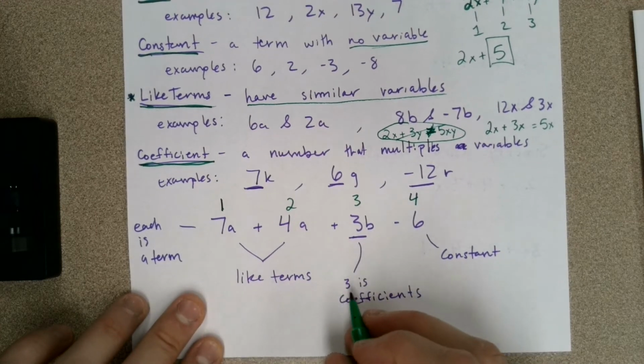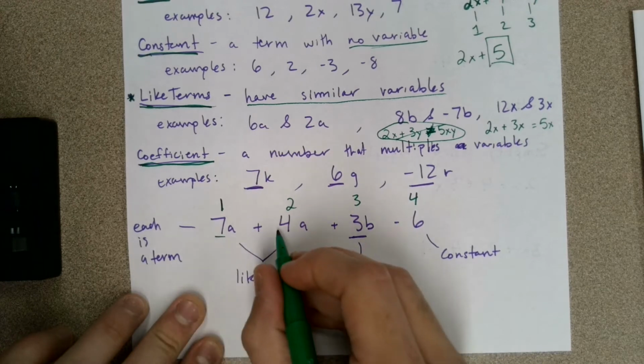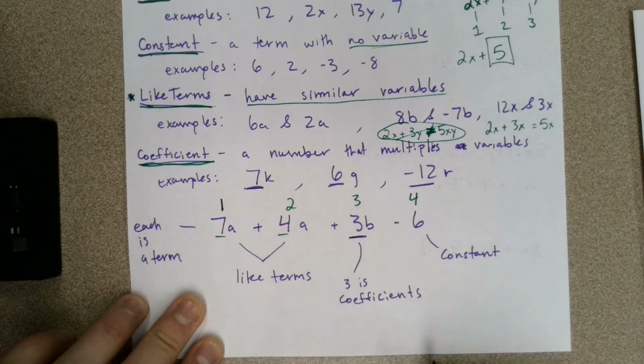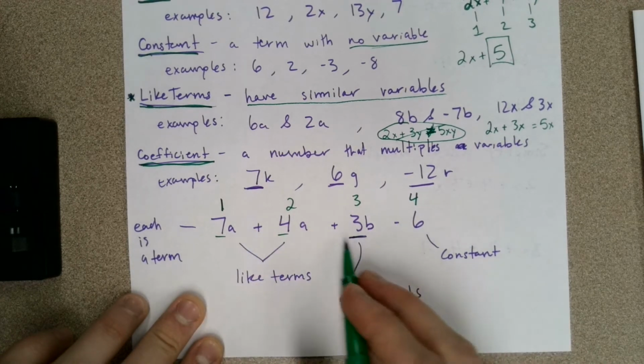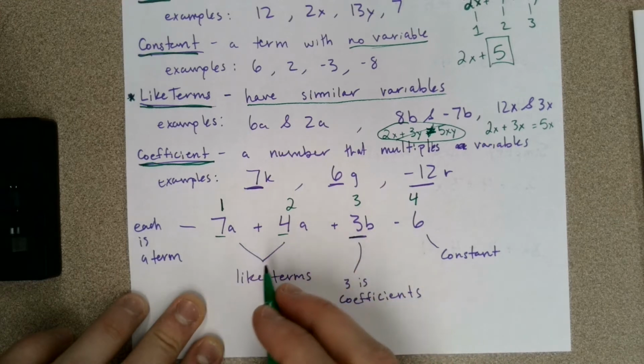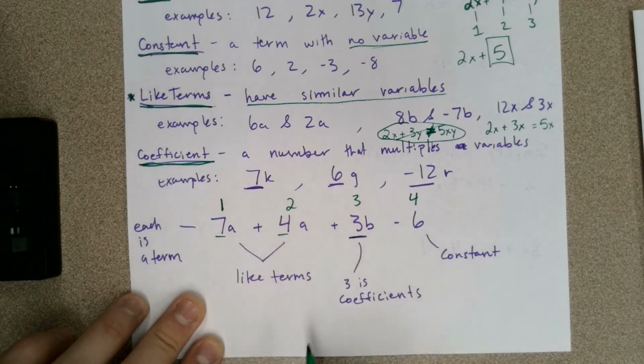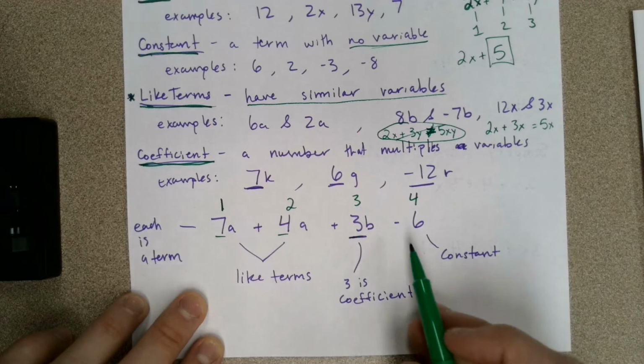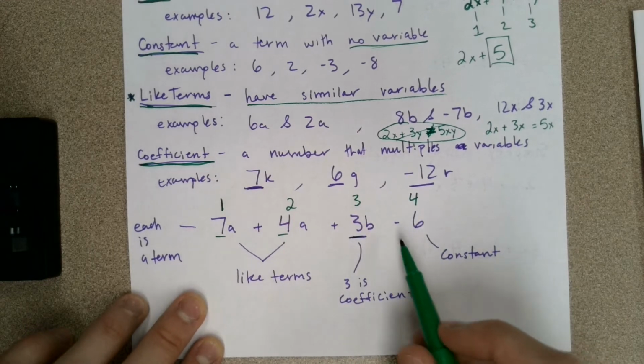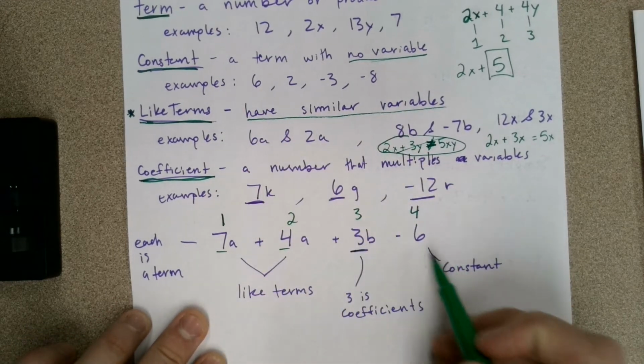Our coefficient, we got examples of them right here. 7, 4, and 3 are all coefficients. I know I only underlined 3, but they're all multiplied by an integer. They all have coefficients. Finally, our constant is our 6 at the end. It doesn't have a variable attached to it, a term with no variable, so we know that's our constant.